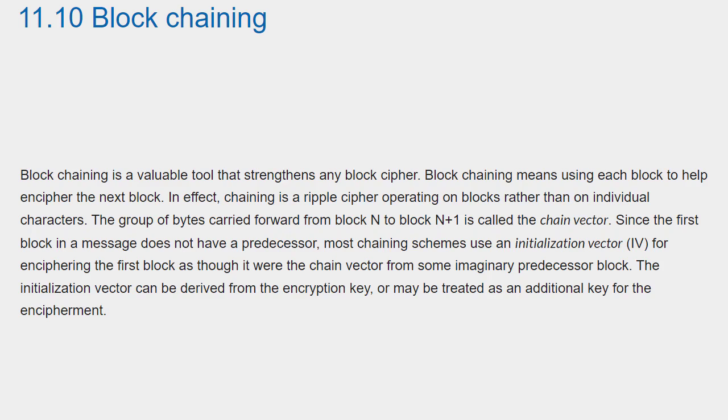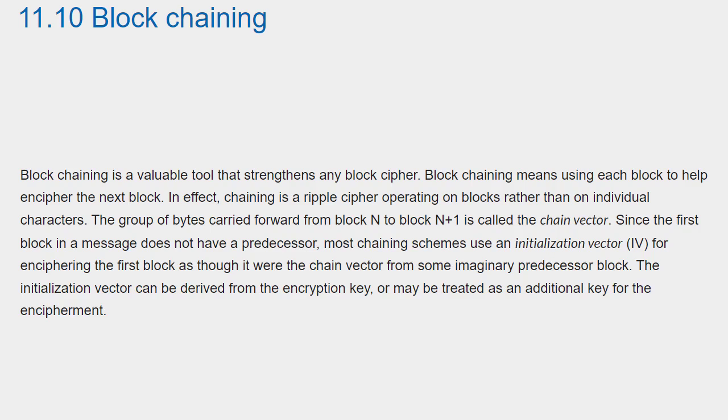Section 11.10 Block chaining. Block chaining is a valuable tool that strengthens any block cipher. Block chaining means using each block to help encipher the next block. In effect, chaining is a ripple cipher operating on blocks rather than on individual characters. The group of bytes carried forward from block n to block n+1 is called the chain vector.